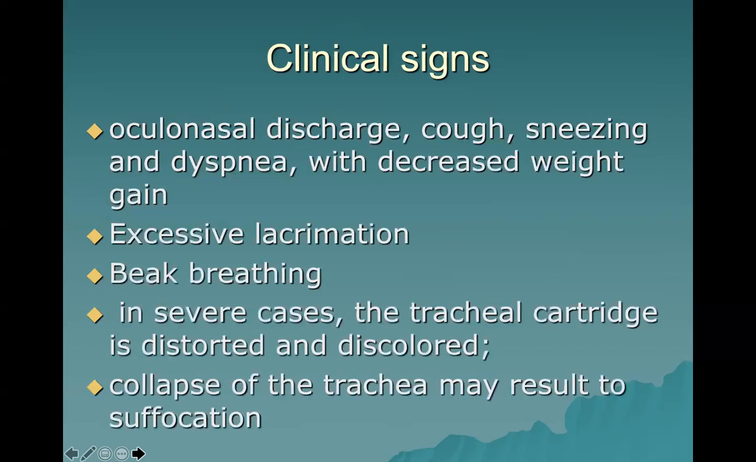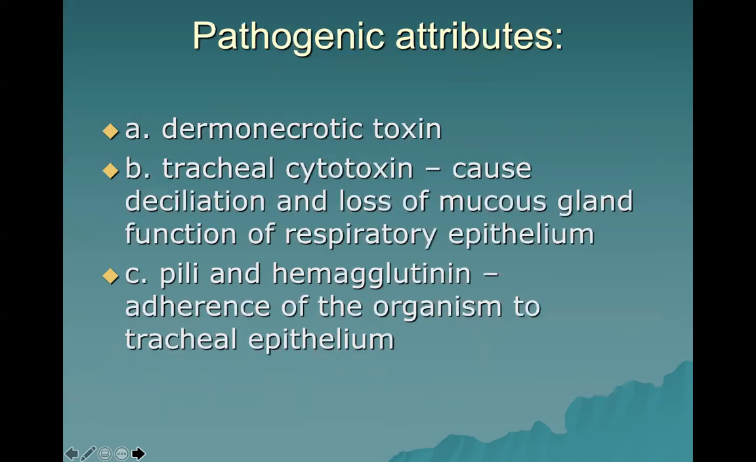The clinical signs observed are oculonasal discharge, coughing, sneezing, and dyspnea with decreased weight gain among turkeys. There is excessive lacrimation observed, and the turkeys usually breathe through their beaks. In severe cases, the tracheal cartilage is distorted and discolored, and there is collapse of the trachea that results in suffocation.